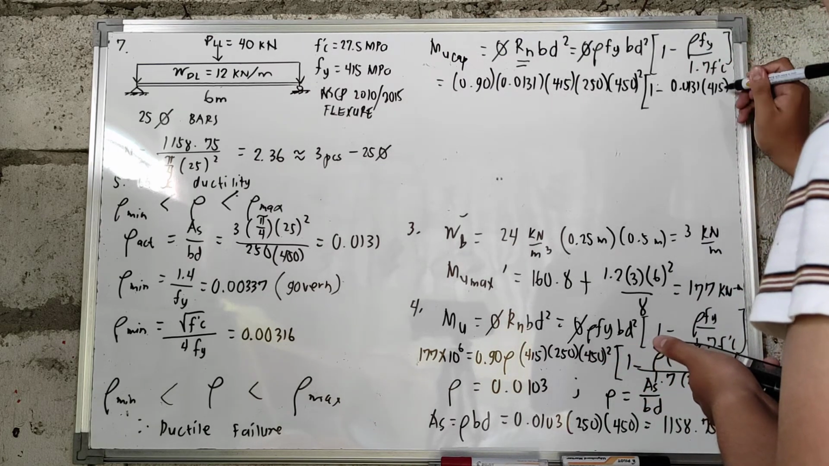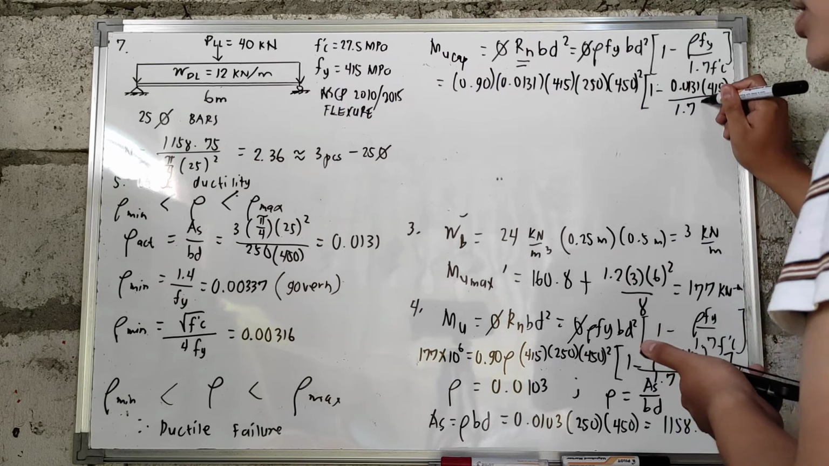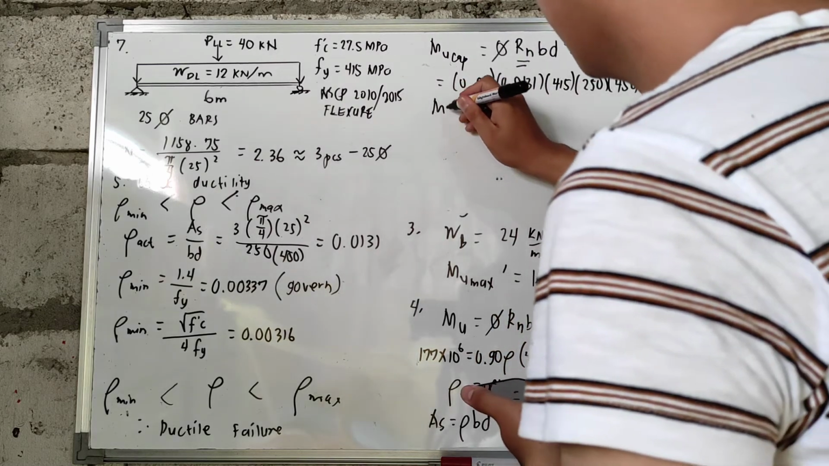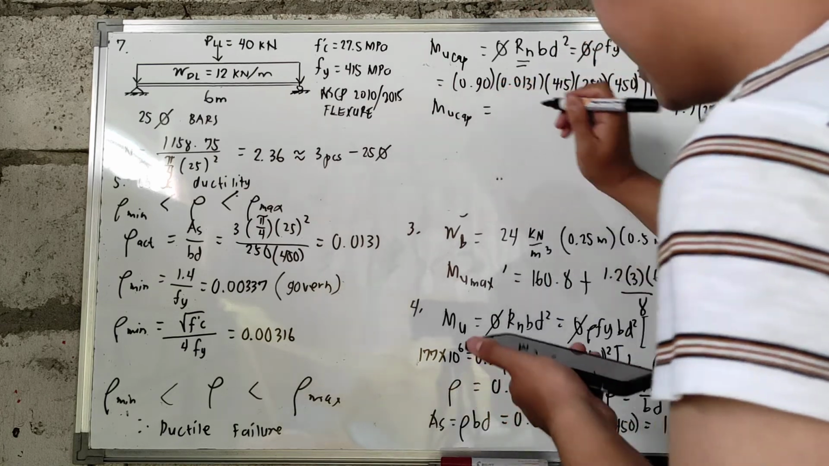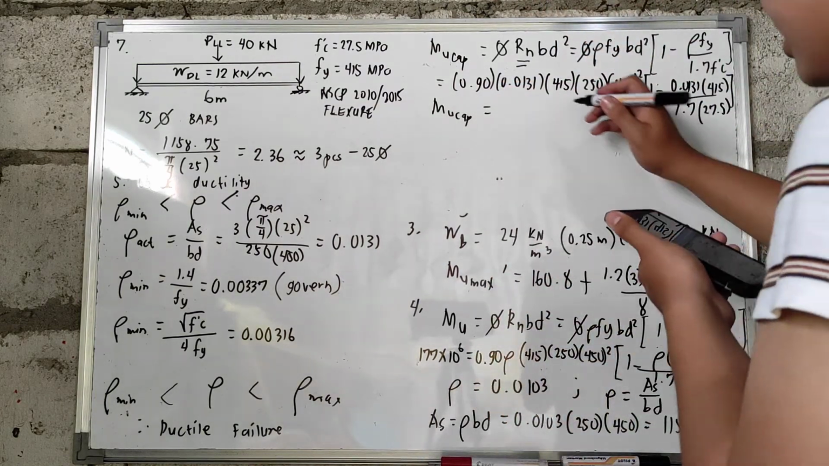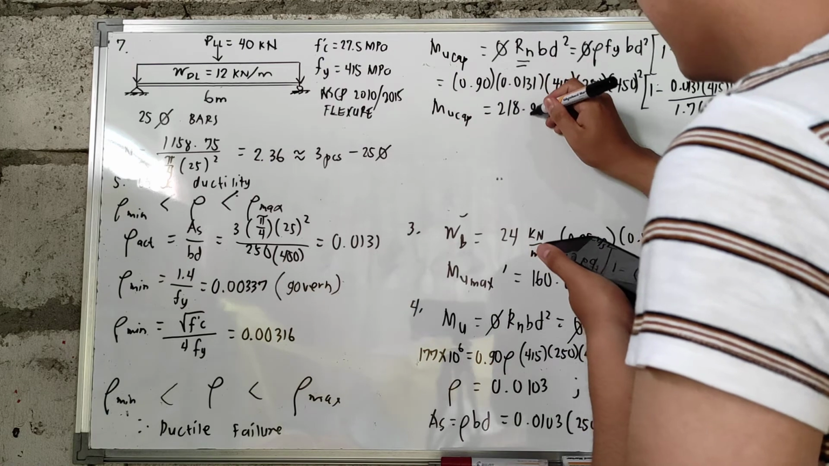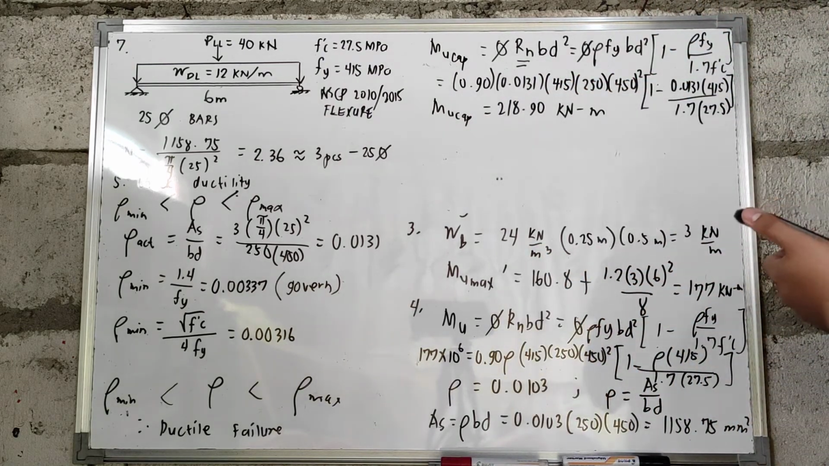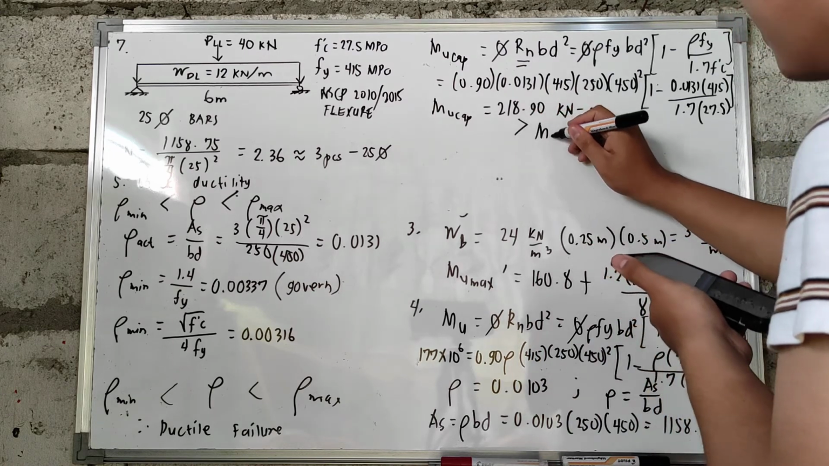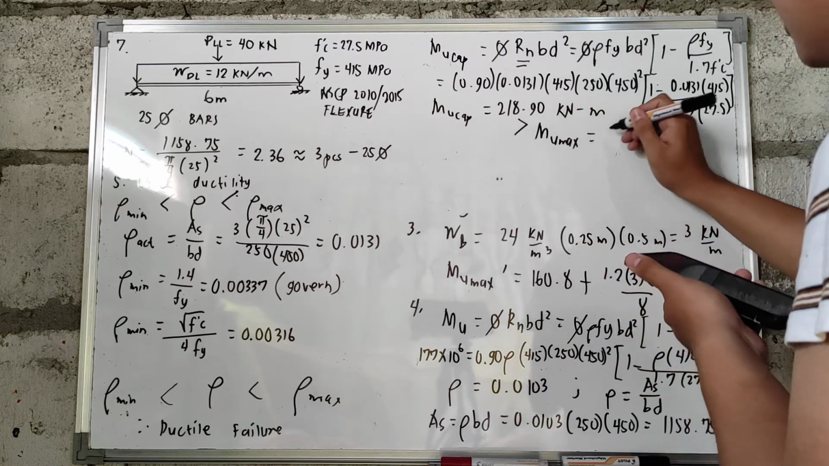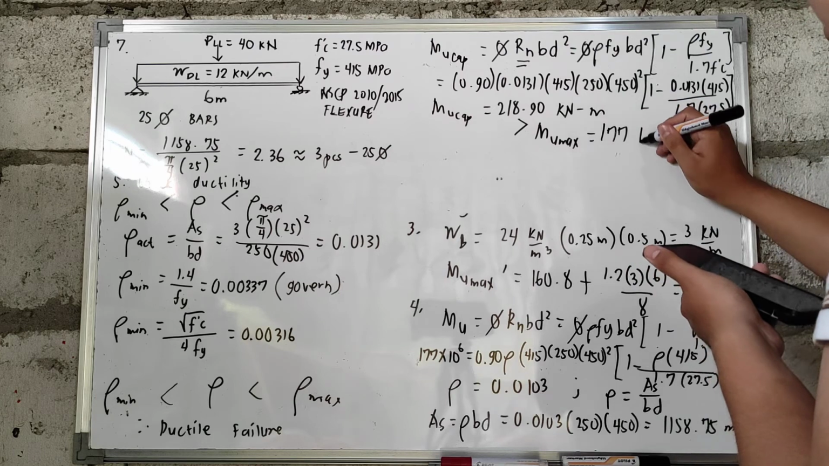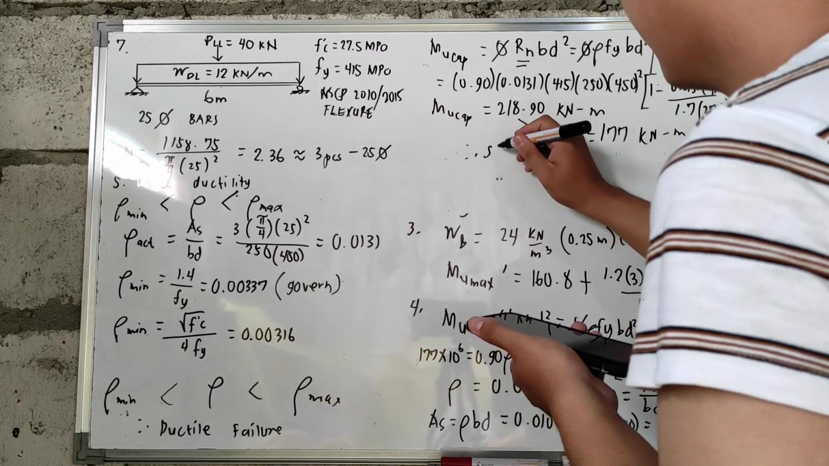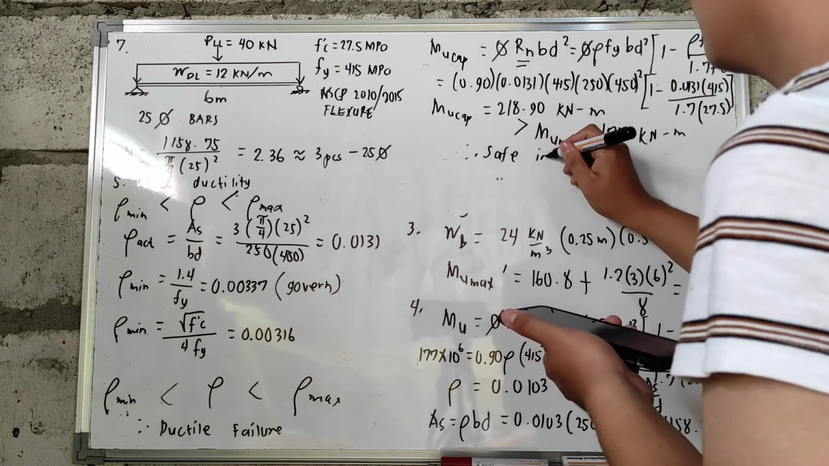yung rho natin na 0.0131 fy is 415 over 1.7 f'c natin na 27.5. So yung value ng Mu capacity natin o yung capacity ng biga natin, that is 218.90 kN-m, which is greater than to the value ng Mu max natin, which is equal to 177 kN-m. Meaning to say, safe in flexure yung beam natin.